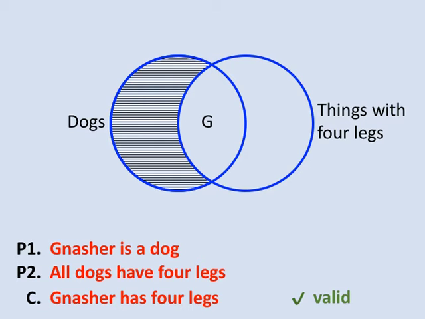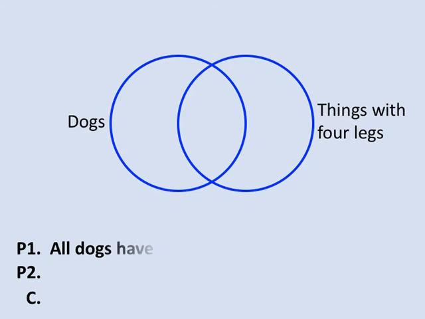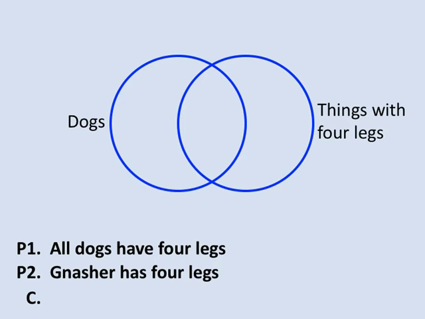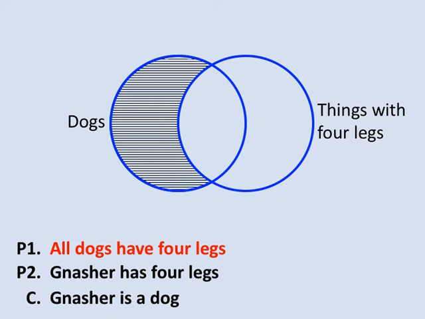Now suppose we had this argument. All dogs have 4 legs. Nasha has 4 legs. And so Nasha is a dog. We draw in the first premise. And then draw in the second premise. Once again, there are 2 sections where the letter G can be placed. There is nothing to tell us which one it is, so we put a G in both, with a question mark. Now, we check if the conclusion is already drawn in.